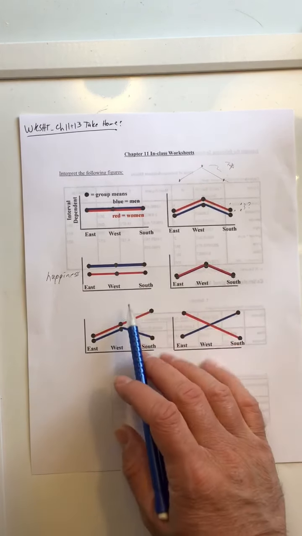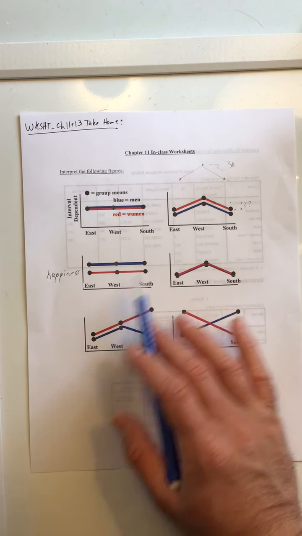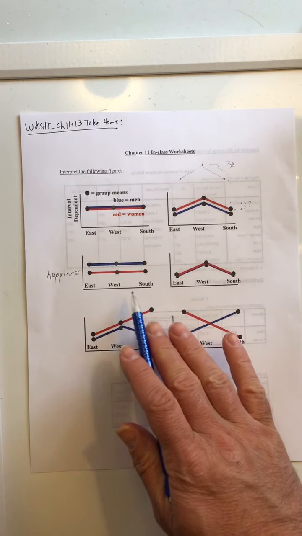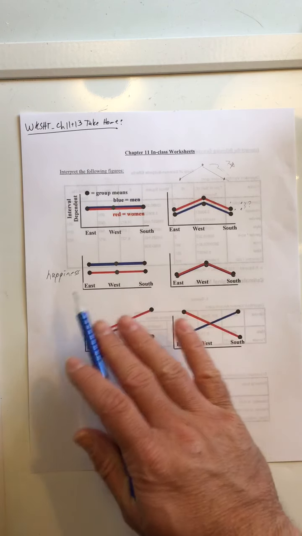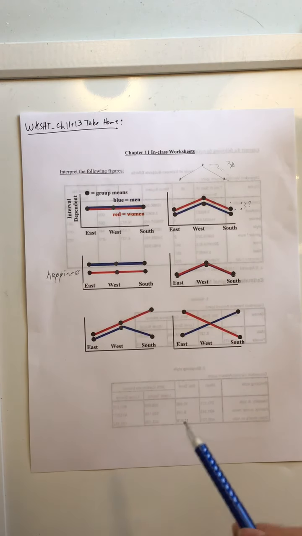Let's go down here to this one. So you can see men are consistently higher than women across all areas. So first and foremost, look and see if you got an interaction. They're entirely parallel. They're not crossing whatsoever. So you're probably thinking to yourself, all right, probably not an interaction.